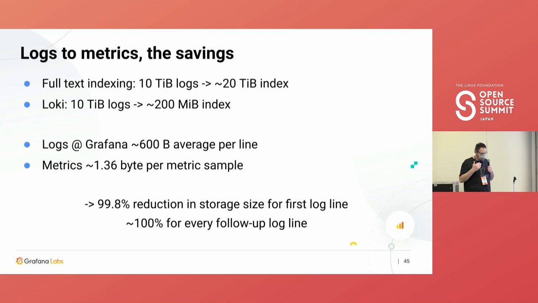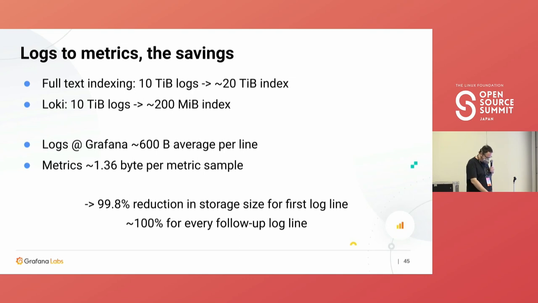If I ingest 10 terabytes of logs into Loki, I obviously have to store those 10 terabytes. But the index, the thing which we actually have to search through, is only 200 megabytes of data, which is 3, 6, or 7 orders of magnitude less. It's insane, this difference. This is why we are not doing full text indexing.